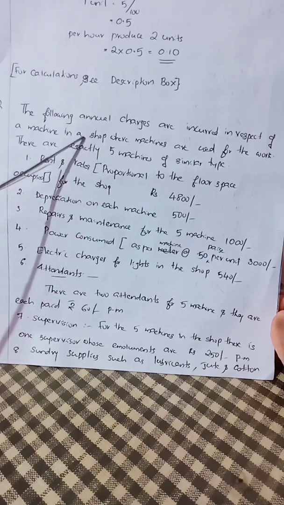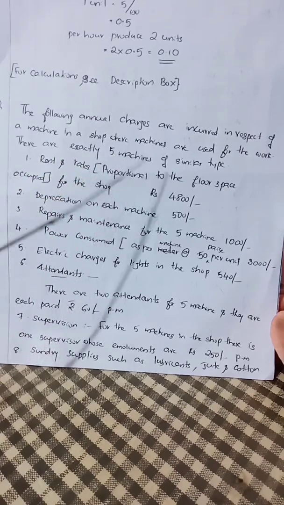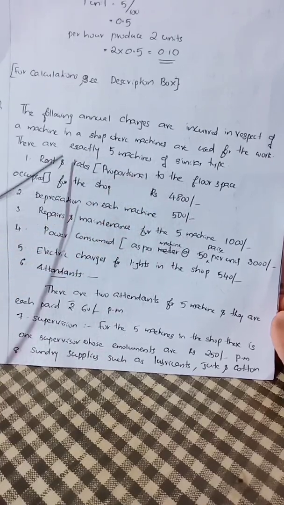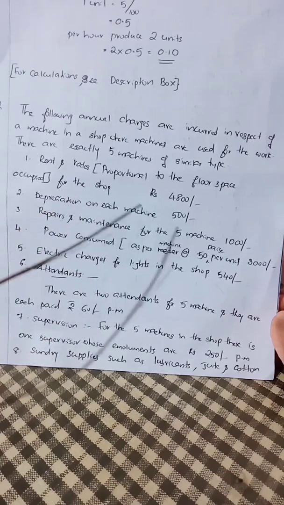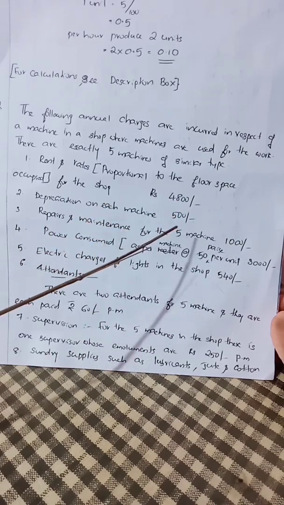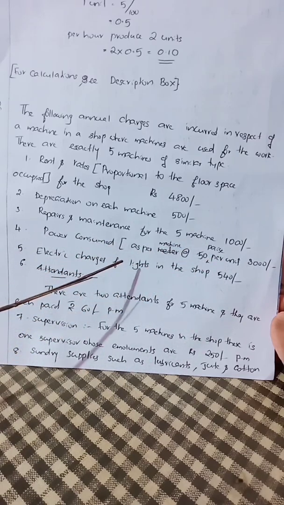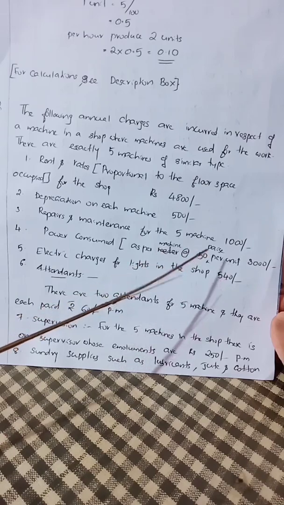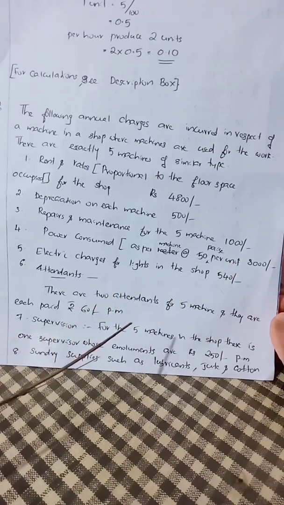So see the question. The following annual charges are incurred in respect of a machine in a shop where machines are used for the work. There are exactly 5 machines of similar type. Rent and rates proportional to the floor space occupied for the shop as rupees 4,800. Depreciation on each machine rupees 500. Repairs and maintenance for the 5 machines rupees 1000. Power consumed per machine at the rate of 50 paise per unit, total of rupees 3000. Electric charges for the light in the shop rupees 540.